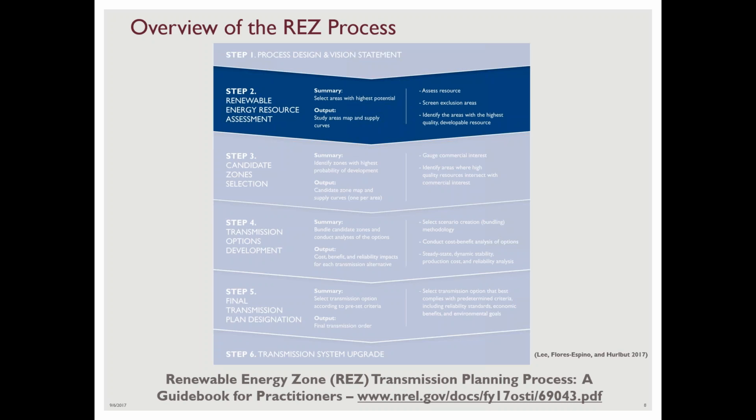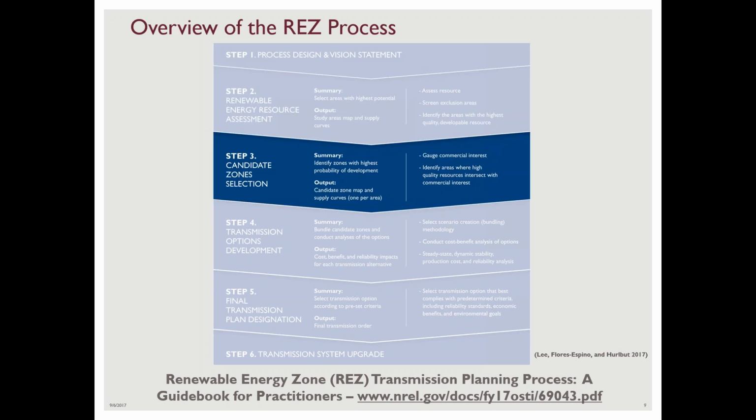With this renewable energy resource assessment, we can move to step three, which is candidate zone selection. So identifying those zones that actually have the highest probability for actual development. And the output here is a candidate zone map that shows where these zones are and how much capacity, and supply curves that would also show how much generation we could get from these zones.